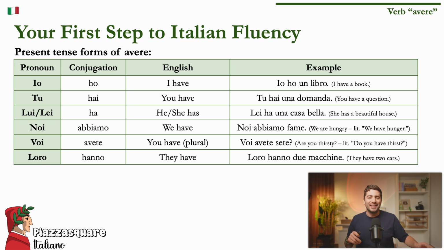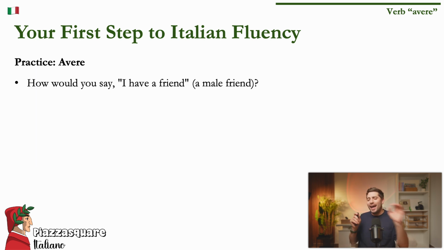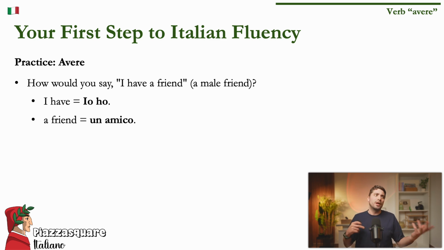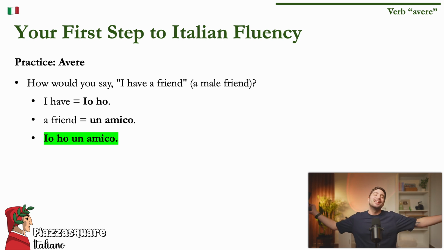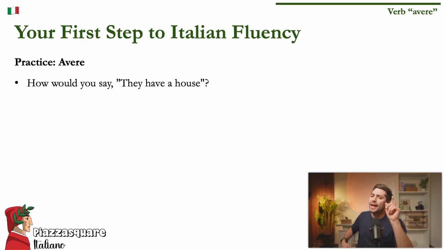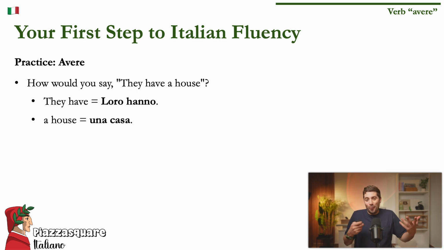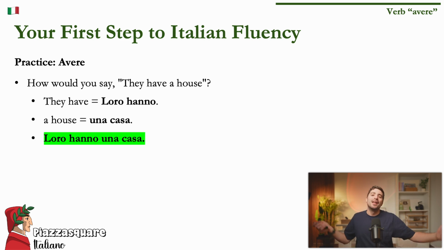Let's make some sentences. How would you say I have a friend, a male friend? I have is io ho, a friend is un amico. So, 3, 2, 1, io ho un amico. How about they have a house? They have is loro hanno, a house is una casa. So, 3, 2, 1, loro hanno una casa.